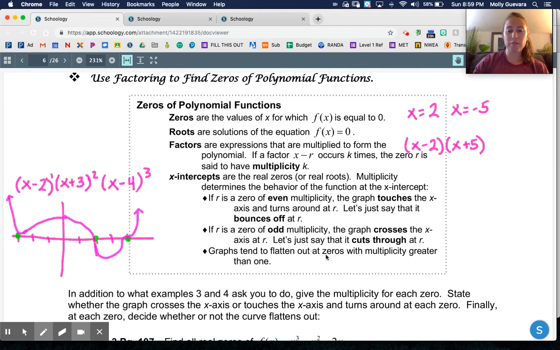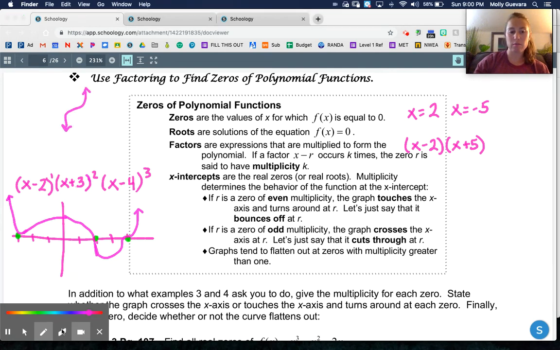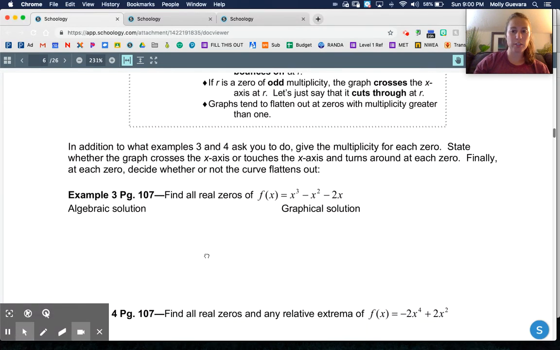So graphs tend to flatten out with multiplicities greater than 1. So as the multiplicity increases, the graph kind of flattens out a little bit. But really, we just need to know 1, 2, and 3. So at 1, it just cuts straight through. At 2, it bounces at a multiplicity of 2. And then at a multiplicity of 3, it curves through. So think of x cubed, right? The graph of x cubed. That's exactly what it's doing. So let's look at some examples because I know that was a lot of information, right?